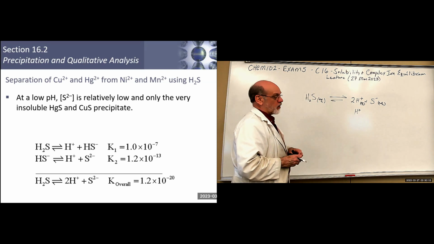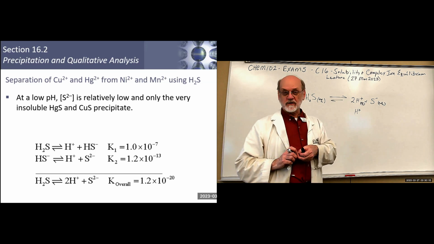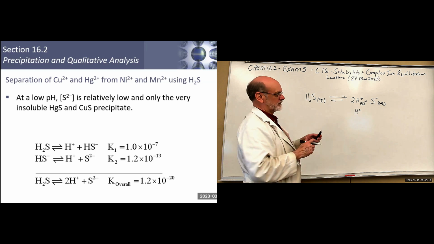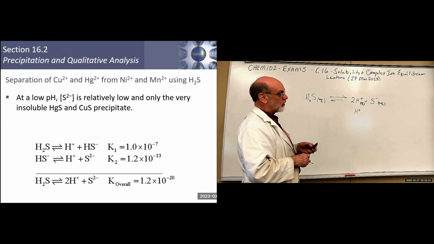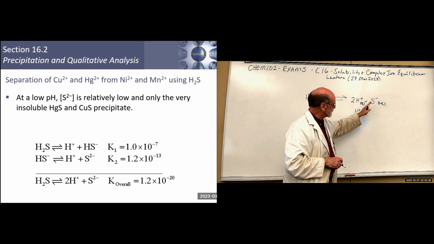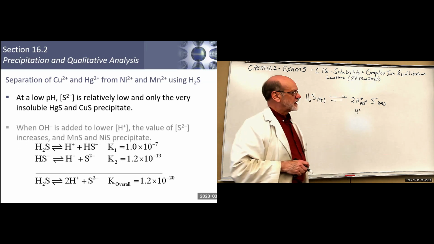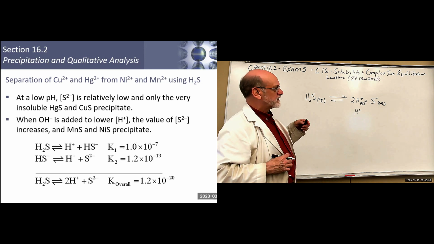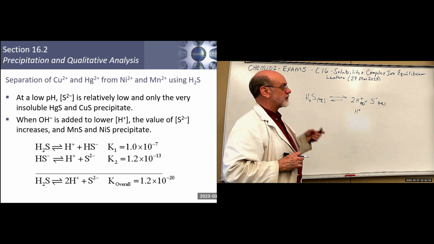And then in the quantitative class, you would actually run the numbers. Yeah, that's enough said about that. So what we want to do is increase the pH, so we decrease the sulfide concentration. And if we do that, then we can precipitate out mercury and copper sulfide.